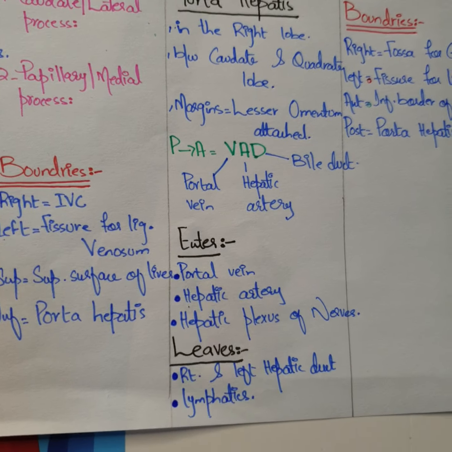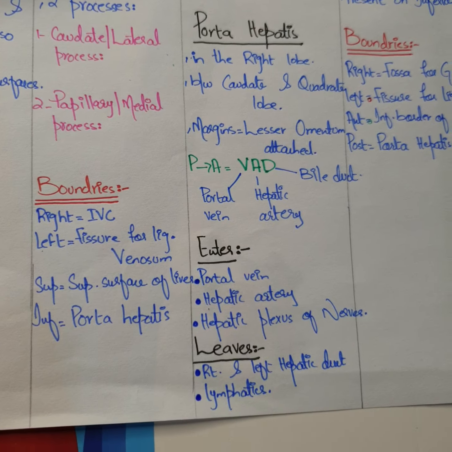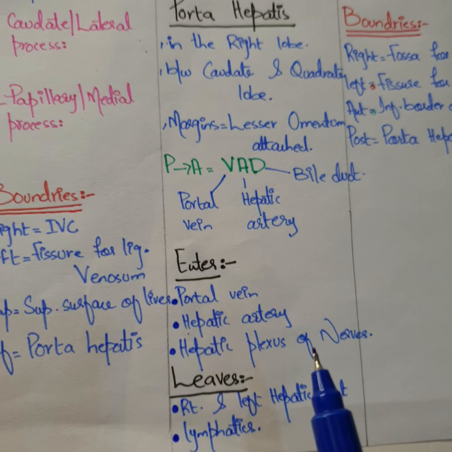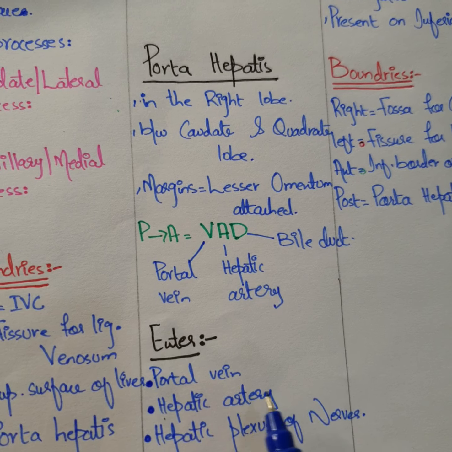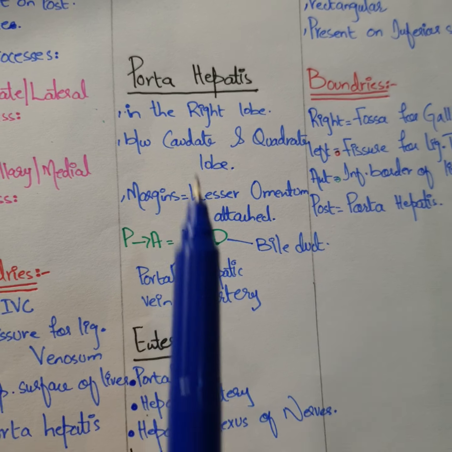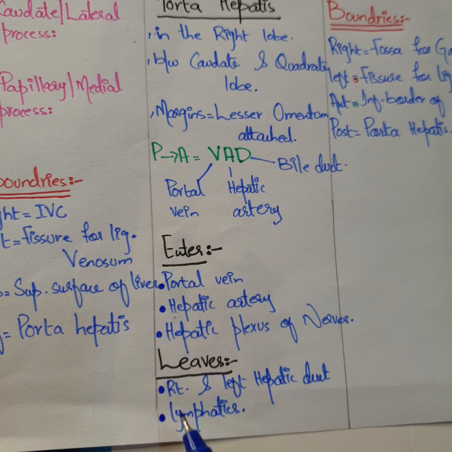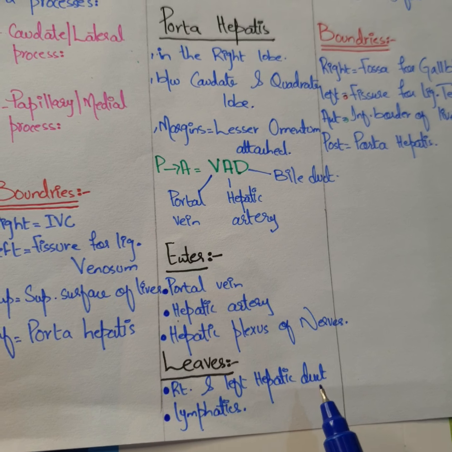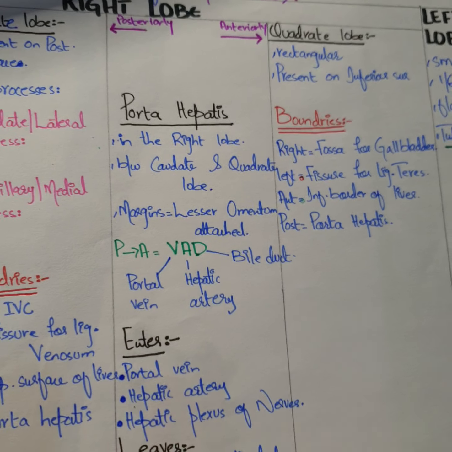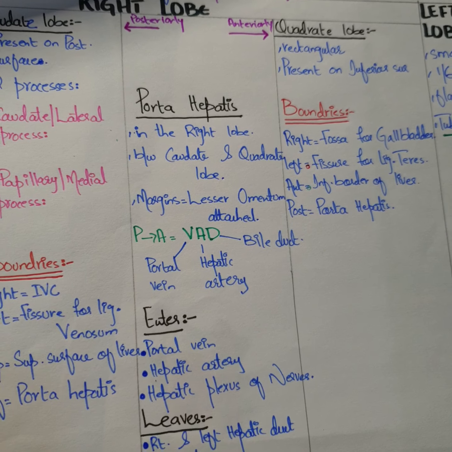Here you see what enters the porta hepatis: the portal vein enters the liver, the hepatic artery enters the liver, and the hepatic plexus of nerves enters the liver through the porta hepatis, whereas the right and left hepatic ducts and the lymphatics leave the liver through the porta hepatis. That's all about the porta hepatis.